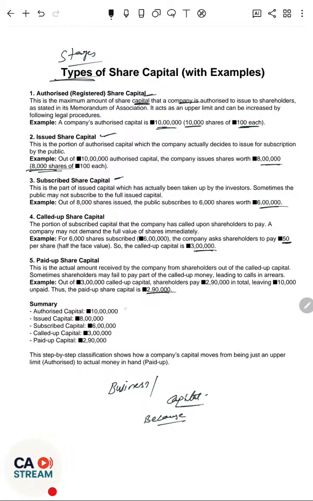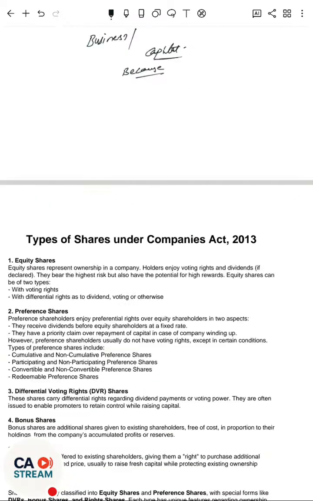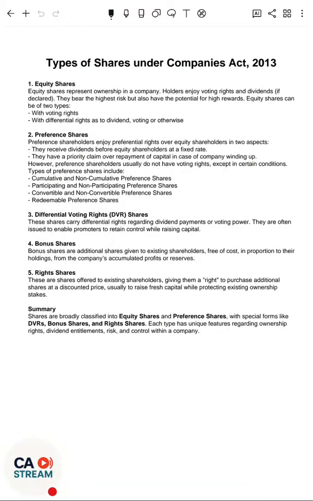Thereby authorized capital is equal to 10 lakhs, issued capital is 8 lakhs, subscribed capital is 6 lakhs, called up capital is 3 lakhs, and paid up capital is 2,90,000 rupees. This is how the types of share capital are classified. Now let me see the types of shares.